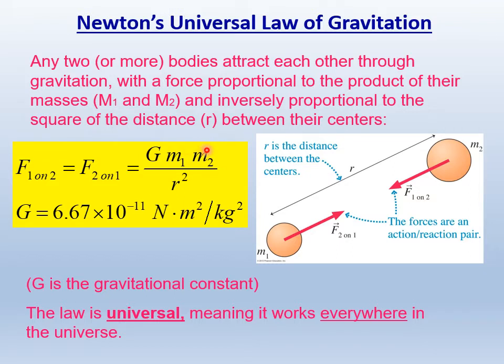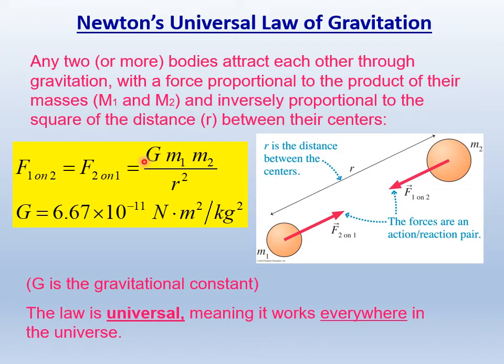Notice in the top, we have the two masses multiplied together. Okay, so we take the product of the two masses of the objects. You can think of the mass sort of as the source of gravity. So, the more mass we have, the more gravity we're going to get.